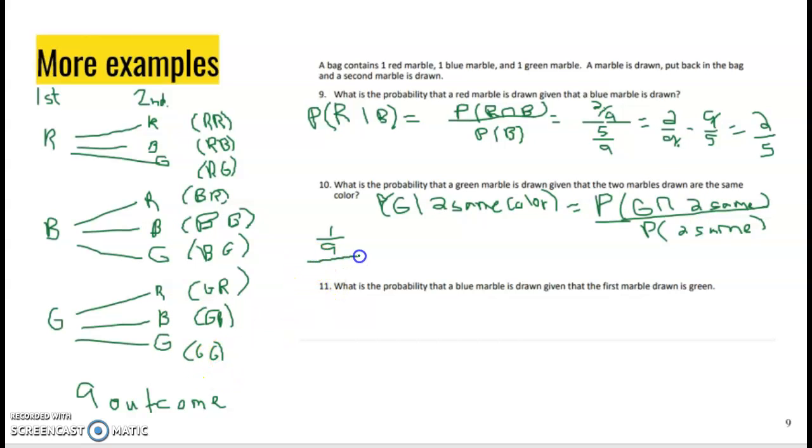On the bottom then, the probability of having two of the same color, well, that's RR, BB, and GG. So I have 3 out of 9 chances for them to be two of the same color. And now I go ahead and multiply by the reciprocal. Notice my 9s cancel, right? They cross cancel, and I get a third for the probability of me getting a green given they are the same color.